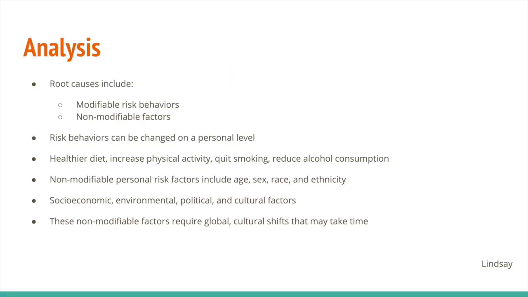There are several root causes for chronic illnesses. Some of these are modifiable risk behaviors, and others are non-modifiable factors. Risk behaviors that can be changed on a personal level include eating a healthier diet, increasing physical activity, quitting smoking, and reducing alcohol consumption. But some non-modifiable factors include age, sex, race, and ethnicity. And some factors are entirely out of a person's control, like socioeconomic status, environmental, political, and cultural factors. These non-modifiable factors require global and cultural shifts that could take time.